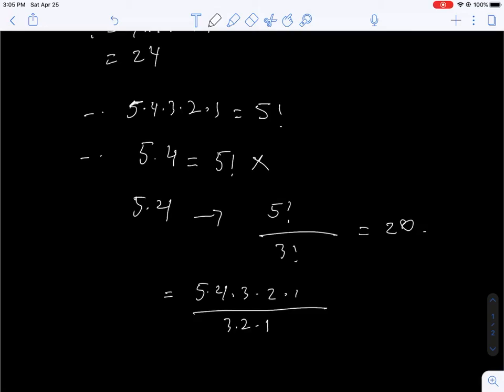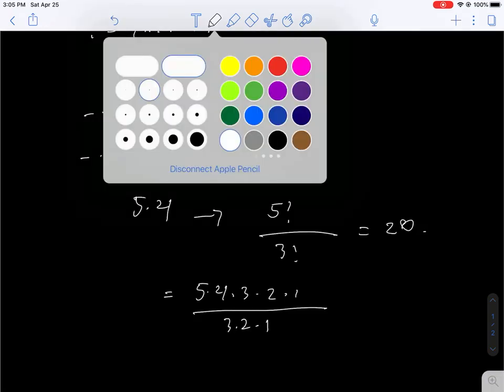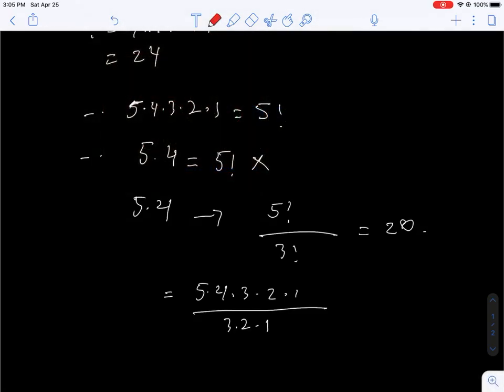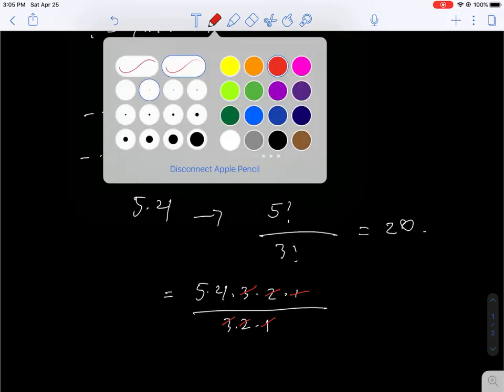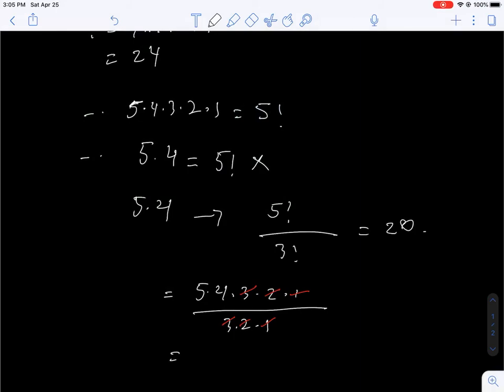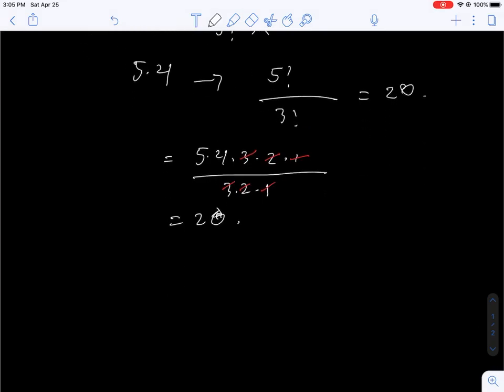We'll just change the color to red. So 3 will cancel out with 3, 2 will cancel out with 2, and 1 will cancel out with 1, and we'll have 5 times 4, which is 20. So you have to pay attention to questions like these.